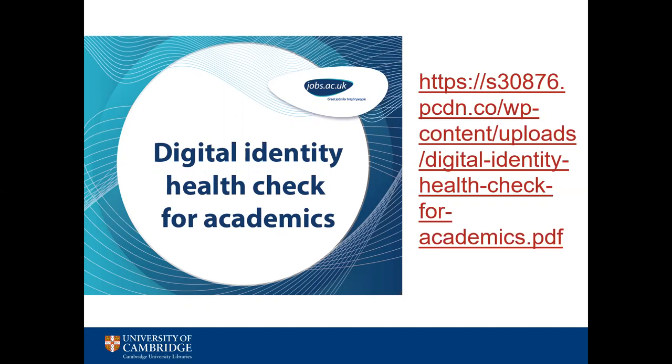A helpful thing to do is to run a regular digital identity health check. This involves doing a Google or DuckDuckGo search on your name, using your full name and any variants. You might need to add Cambridge. Note the results. Is this what you would like others to see? There is full guidance on what else to consider when doing a health check in the guide linked to here.